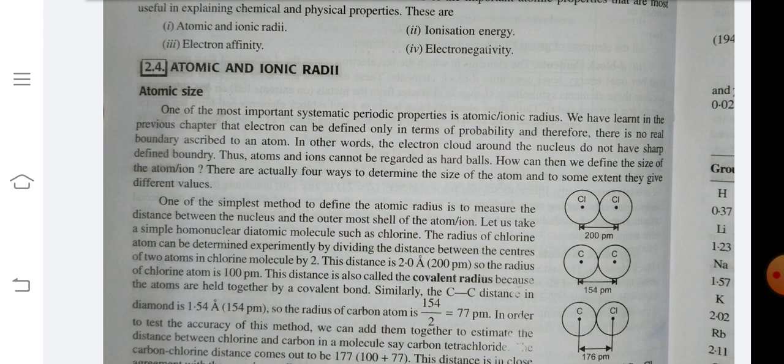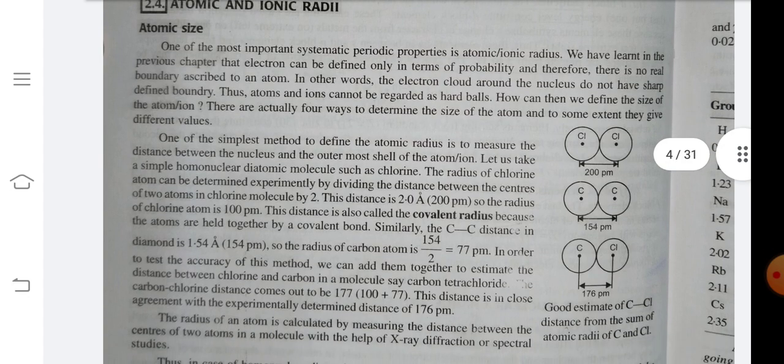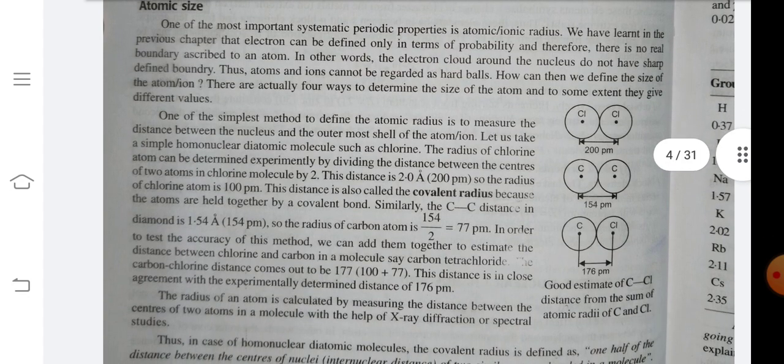There are actually 4 ways to determine the size of the atom, and to some extent they give different values. One of the simplest methods to define the atomic radius is to measure the distance between the nucleus and the outermost shell of the atom or ion. Let us take a simple homonuclear diatomic molecule such as chlorine. The radius of a chlorine atom can be determined experimentally by dividing the distance between the centers of 2 atoms in the chlorine molecule by 2.